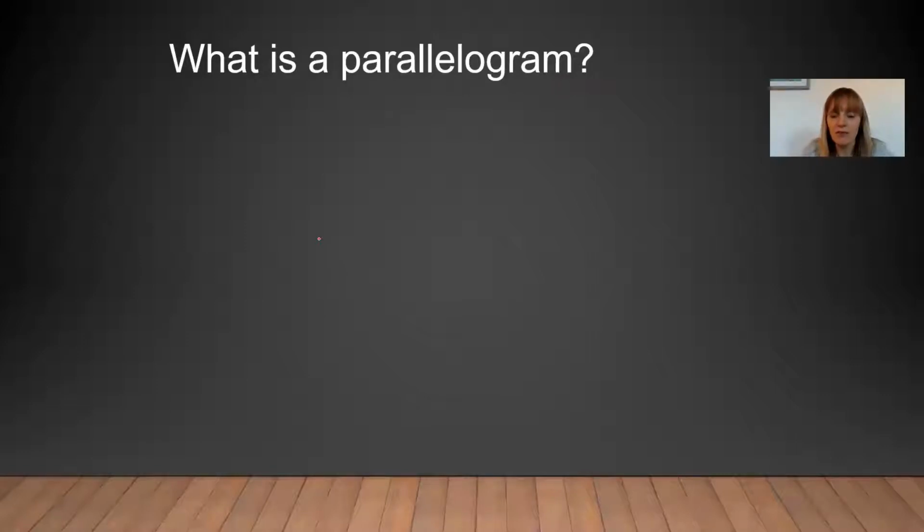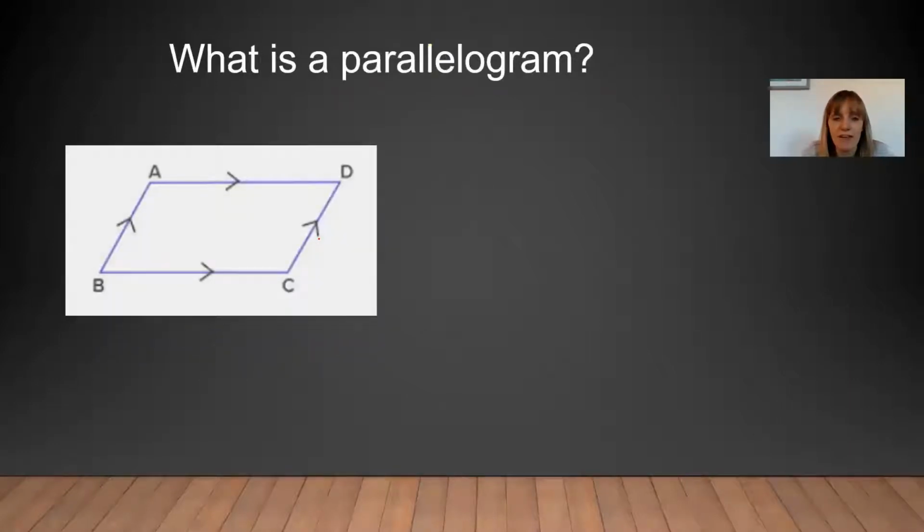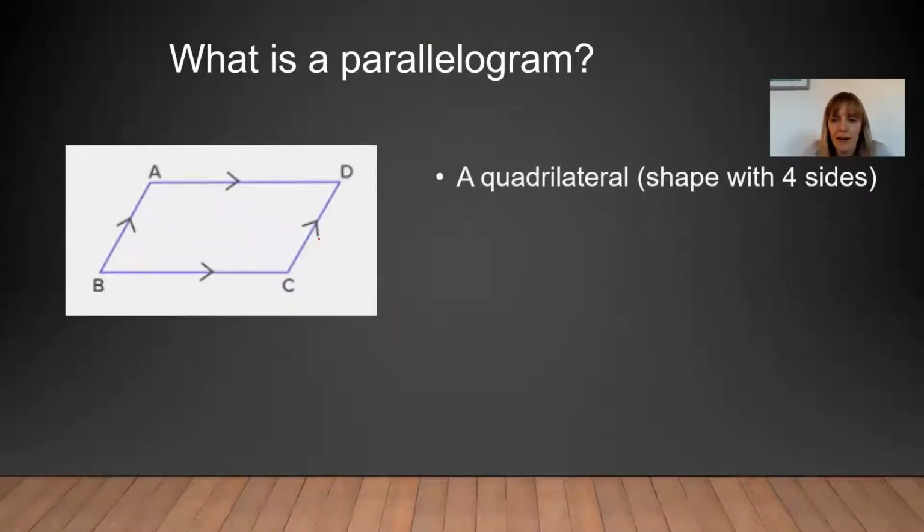Can you remember? If you've got a piece of paper, can you quickly sketch what one looks like down? If not, here you go. This is a parallelogram. Now, what do we know about a parallelogram? It is a quadrilateral, which basically means it's a shape that has 4 sides. And it has 2 pairs of parallel lines.